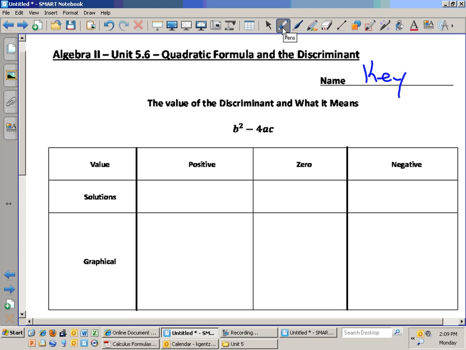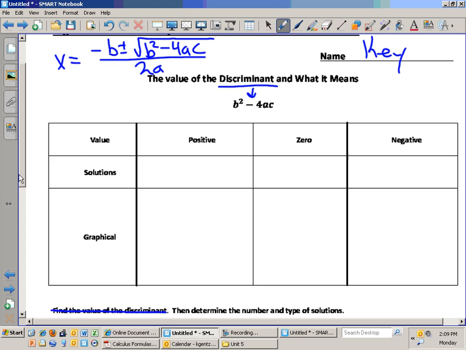So we have x is equal to negative b plus or minus the square root of b squared minus 4ac, all over 2a. That's the quadratic formula. And what we've defined is that b squared minus 4ac is referred to as the discriminant, because it tells us the nature of the solutions.